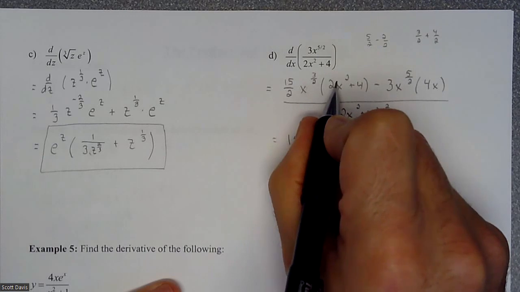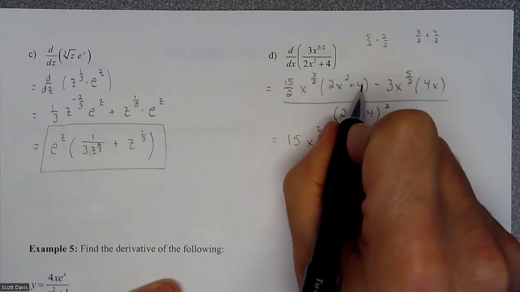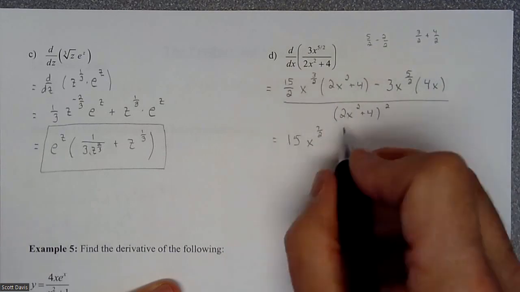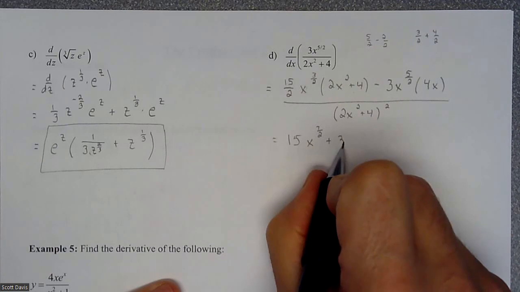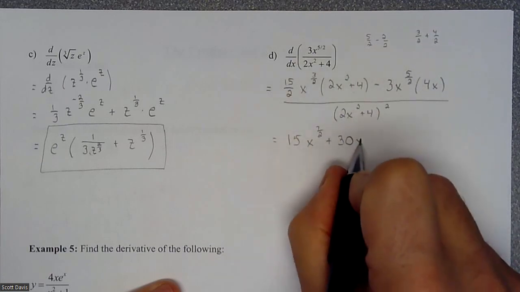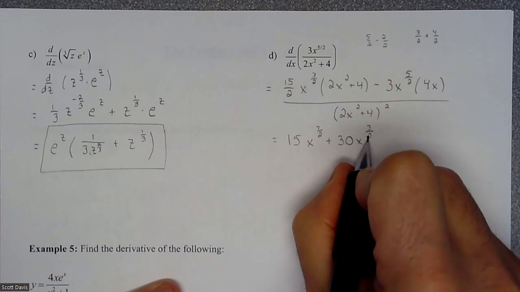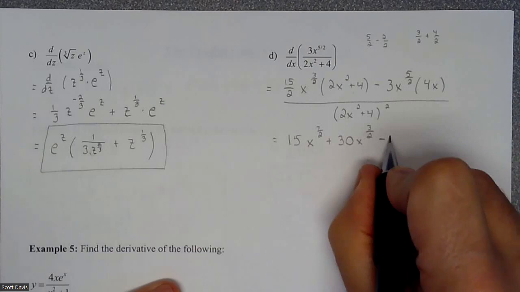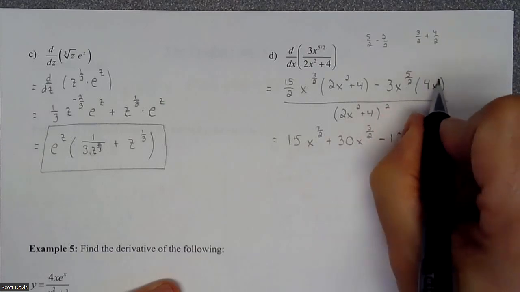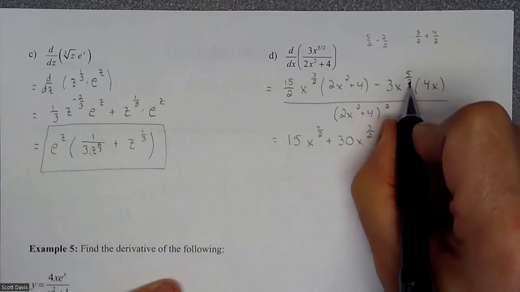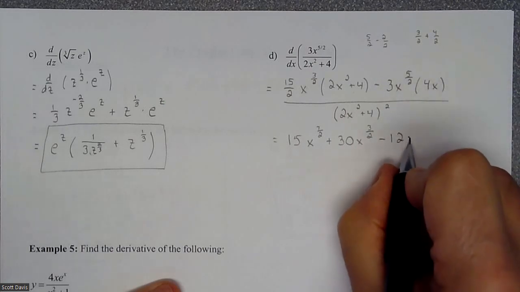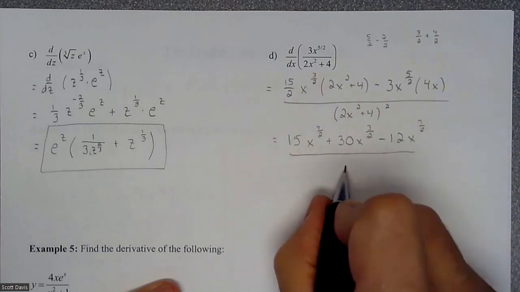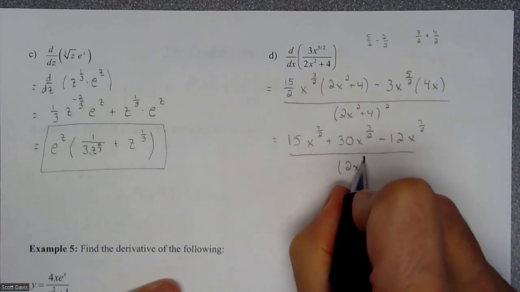So that's the first one distributed. The next one distributed is we're going to take the 4, divide it by the 2, multiply by the 15. So that's 2 times 15 is going to turn into 30. And then it's just x to the 3 halves. So that's that piece distributed. And here we're going to have a minus 12. We got 5 halves plus 1, which is 2/2. So 5/2 plus 2/2 is 7/2, which is a like term. So we'll put that together here in a second.